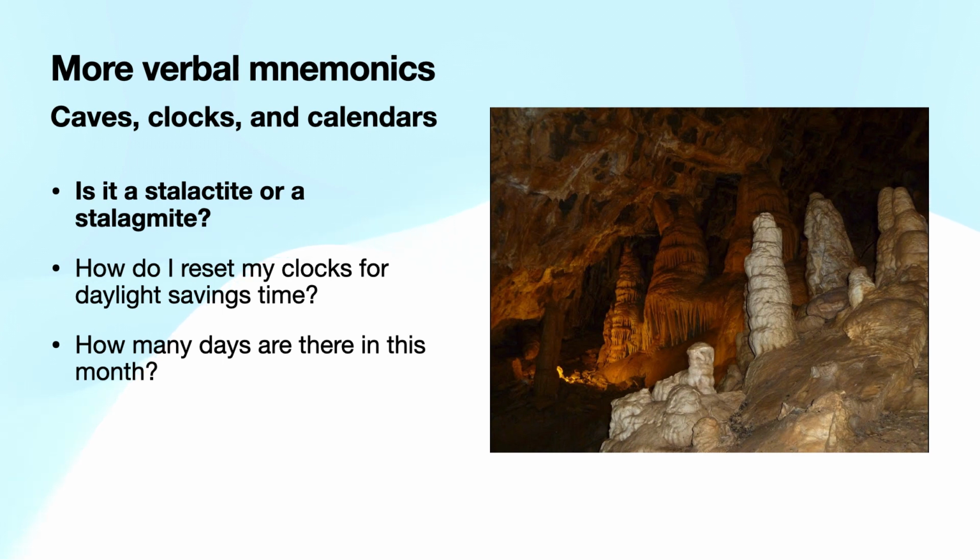A few more verbal mnemonics to give us an idea of how they work. Here's Minnetonka Cave in Bear Lake Valley down in southeast Idaho. If you go there and see those beautiful rock formations, you might wonder, which are the stalactites and which are the stalagmites? The way I learned it as a boy was that stalactites, spelled with the letter C, come down from the ceiling, which also starts with a C, and the stalagmites, spelled with the letter G, come up from the ground, which starts with a G. So there you go.